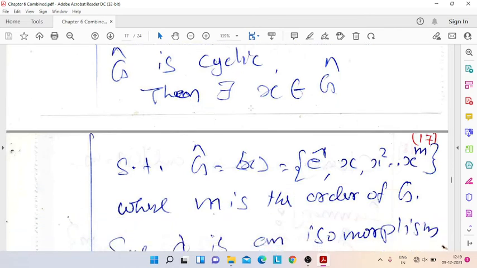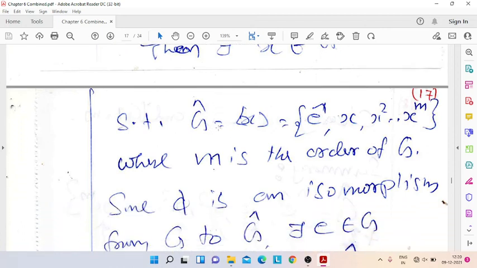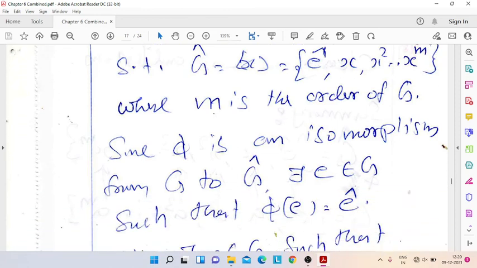Therefore, there exists an element x in G cap such that G cap is generated by the element x. The elements are E cap, x, x square, etc., up to x raised to m, where m is the order of G. One correction: when m is the order of G, the last element will be x raised to m minus 1. We must take x raised to m minus 1 when m is the order of G.